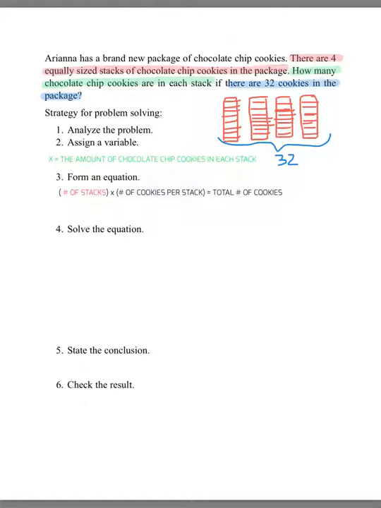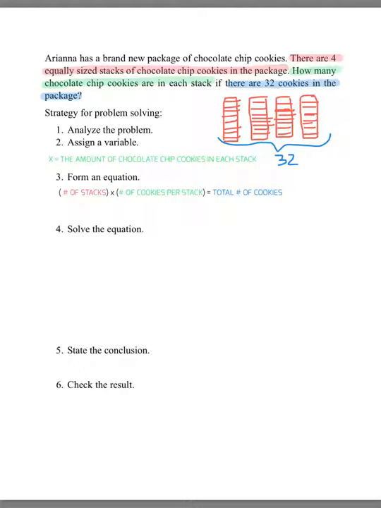And now the number of cookies per stack. This is what we're actually looking for. We don't know what this value is, but we do know it's represented by the color green, which is represented by our variable x. So we'll go ahead and color code that in green. And then lastly, the total number of cookies. We know that to be 32, which we represented using the color blue.